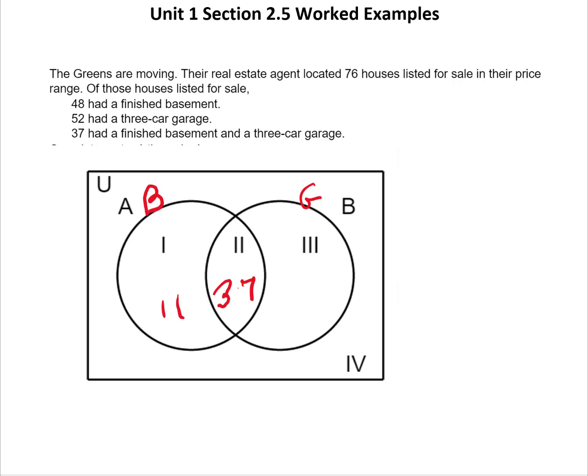Likewise, on the garage side, there were 52 houses with a 3-car garage, but 37 of those also had a finished basement. So if I subtract, I'll put in 15 here that only had the 3-car garage and not the finished basement. Now, if I add up those three numbers and subtract from the total that were located by the agent, the 76, I'll find that there were 13 houses located that had neither a 3-car garage nor a basement. Now we can go ahead and answer the questions that were going to be in the problem.